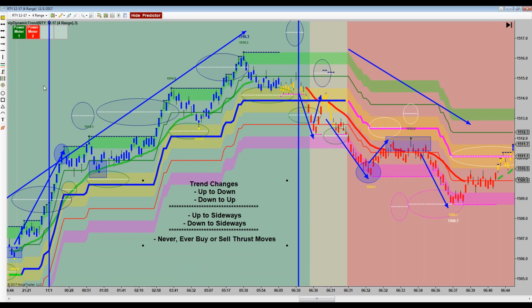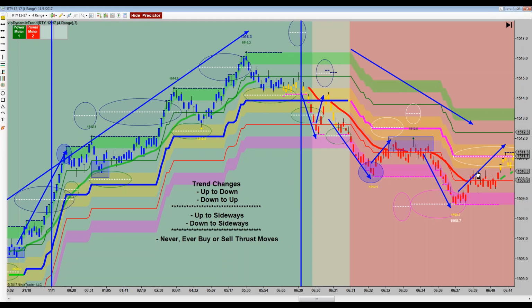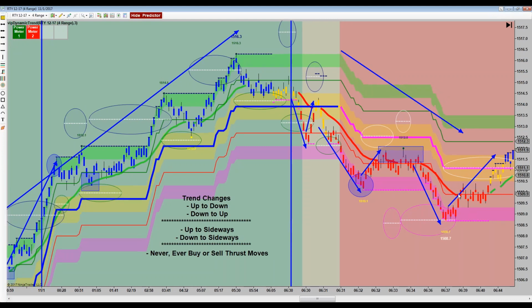Everybody's typing in thrust. Okay, good. How about this right here? Is this a retracement? R for retracement, T for thrust. Is that an R for retracement or a T for thrust? Right here. Everybody's typing in R's. Good. Right.